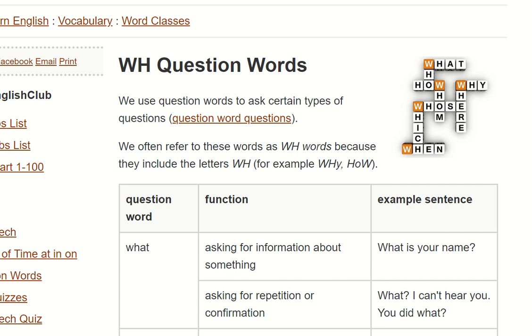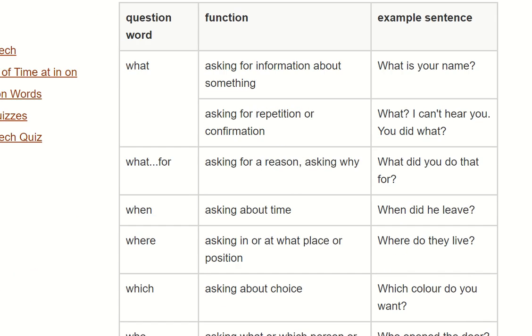Why do you think it is called a WH question? It is not because it starts with a W or starts with an H. It is because it includes the letters WH. If you notice, in why we have the letter W and the letter H. In how we have the letter H, and we have the letter W as well. So that is why they are called WH words. Now the first question word.